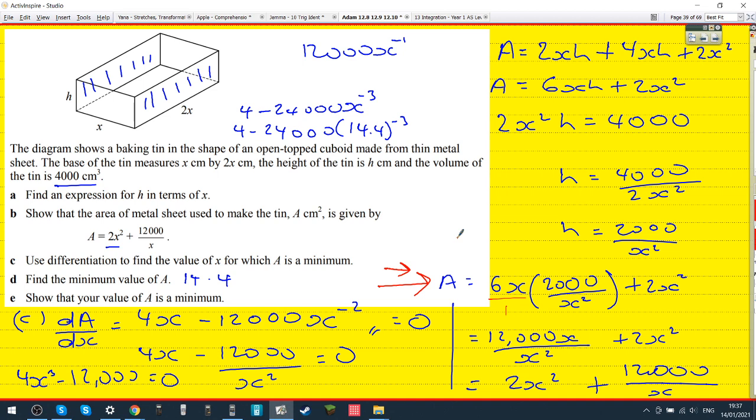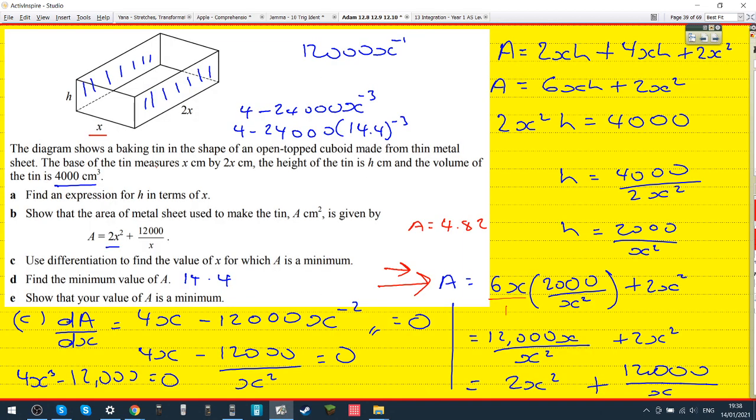I got 4.823. Yes, so the minimum area is when x is 14.4. When x is 14.4, the surface area used is 4.82, and we want to use as little surface area, as little material as possible, while still maximizing the volume inside.